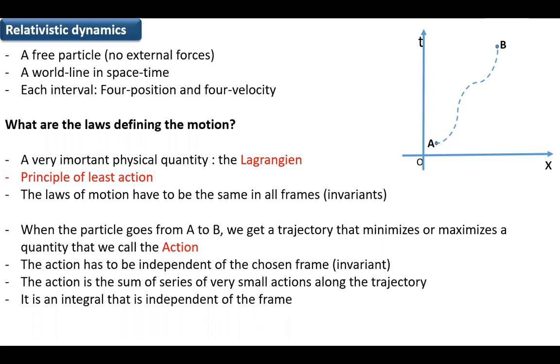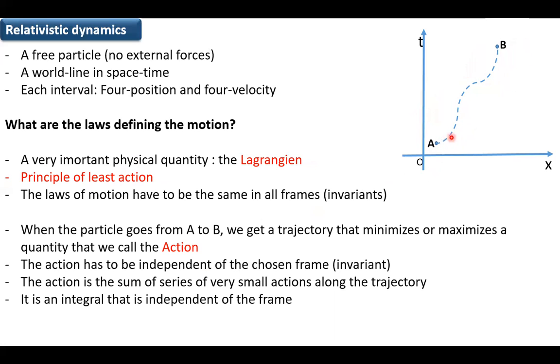So we will consider a free particle, which means there are no external forces applied to this particle. So as in classical mechanics, we consider a free particle moving in space-time between point A and point B. So starting at A, going to B according to a certain trajectory between A and B. So it's a world line, a trajectory in space-time between point A and point B.